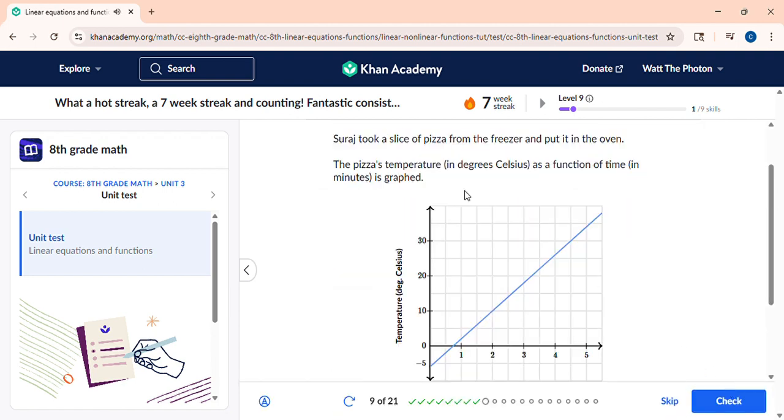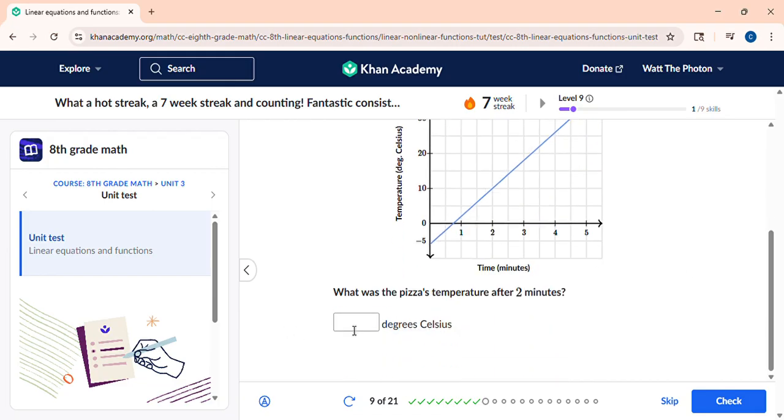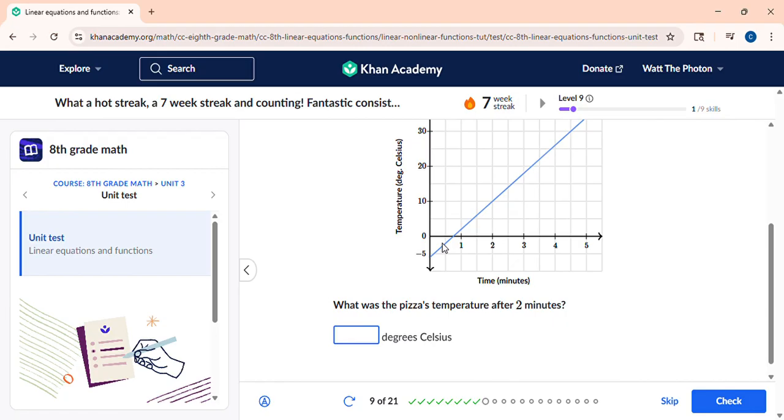He took a pizza from the freezer and put it in the oven. The pizza's temperature is graphed. What's the pizza's temperature after 2 minutes? 10 degrees Celsius.